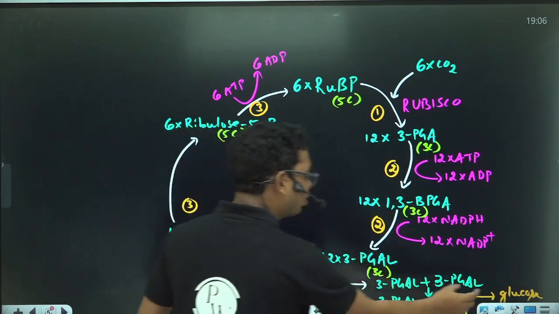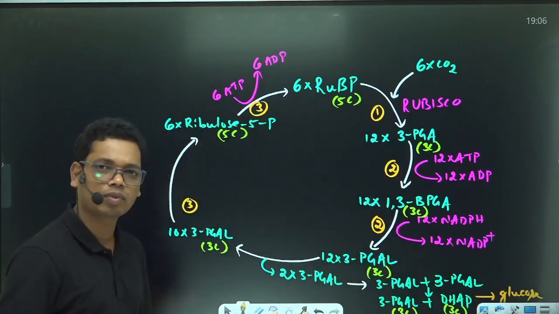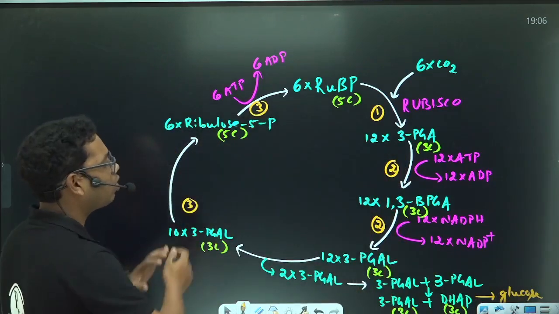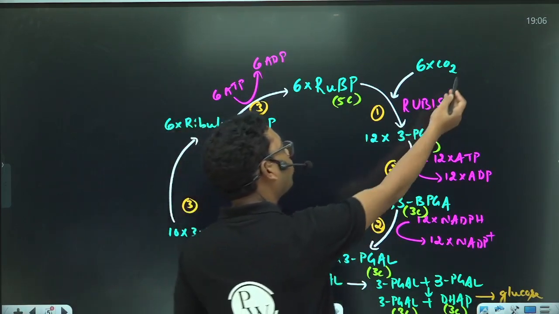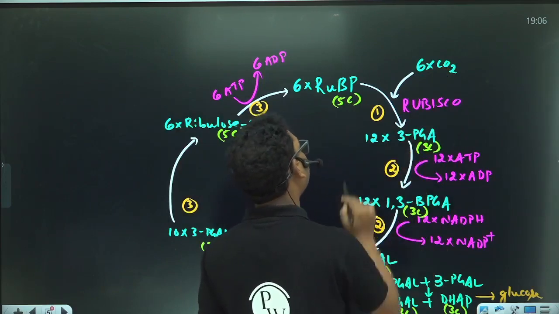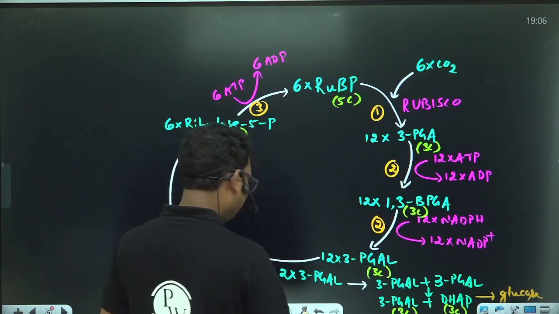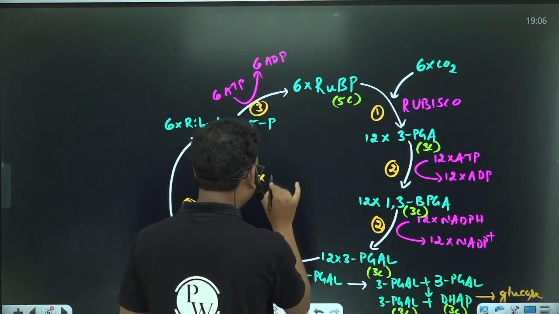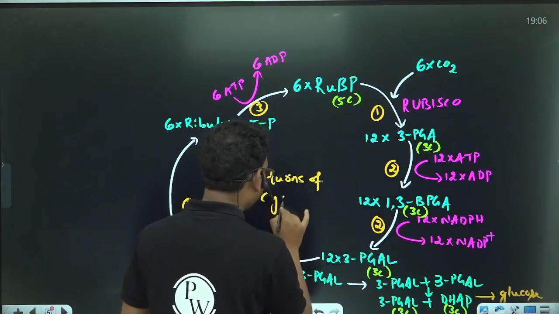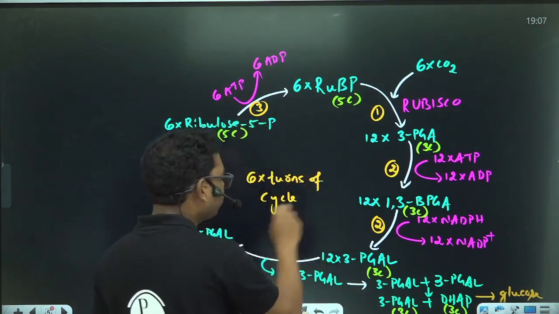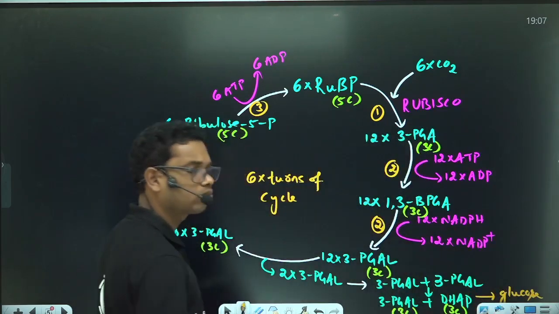So this glucose molecule is formed in the second phase, which is basically the reduction phase. Okay, so this is the entire process of what? Calvin cycle. And how many CO2 are incorporated? 6 molecules of CO2. How many RuBP are used? 6 molecules of RuBP are used. And this is basically 6 turns or 6 rounds of Calvin cycle. So when 6 rounds of Calvin cycle take place, what happens? We get one molecule of glucose.